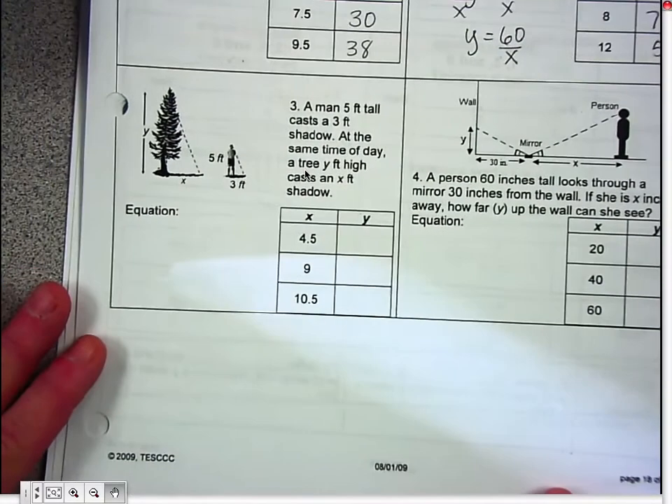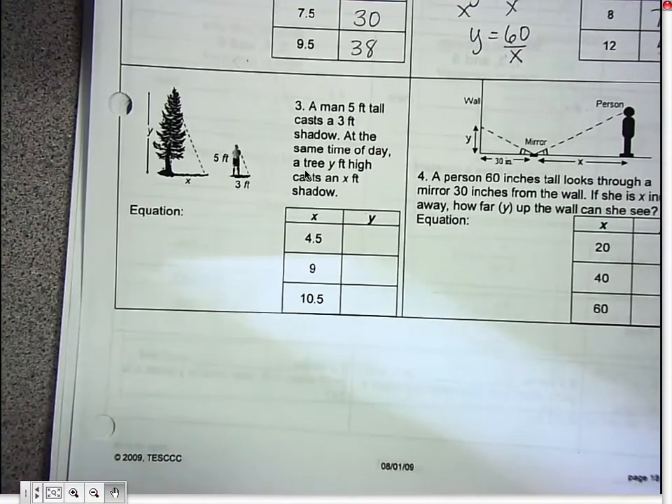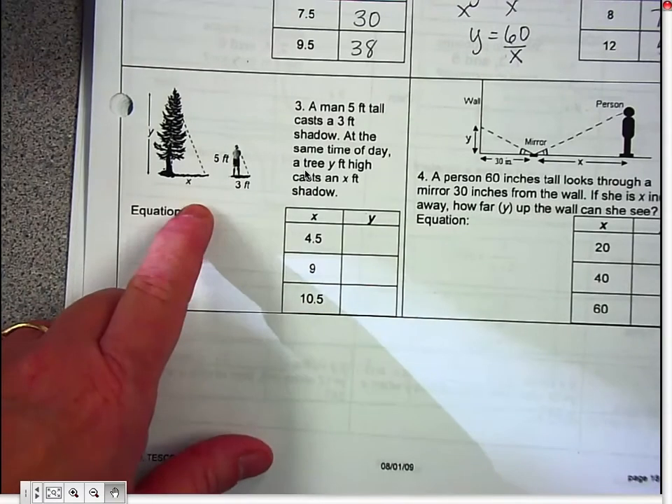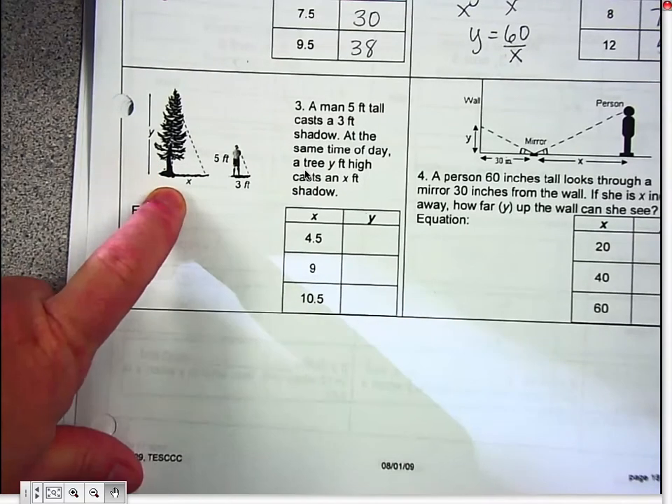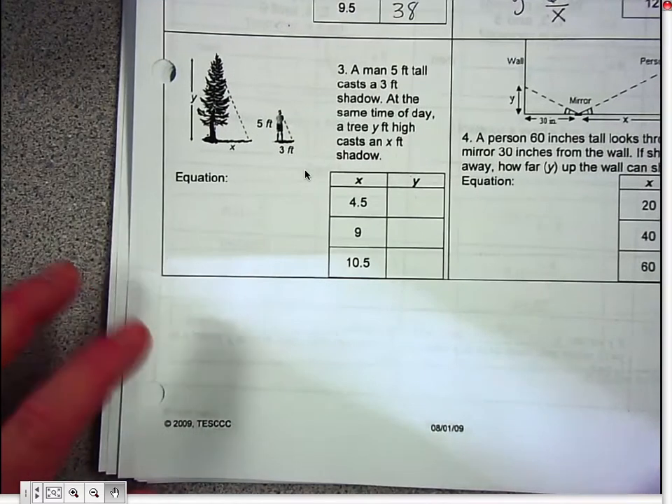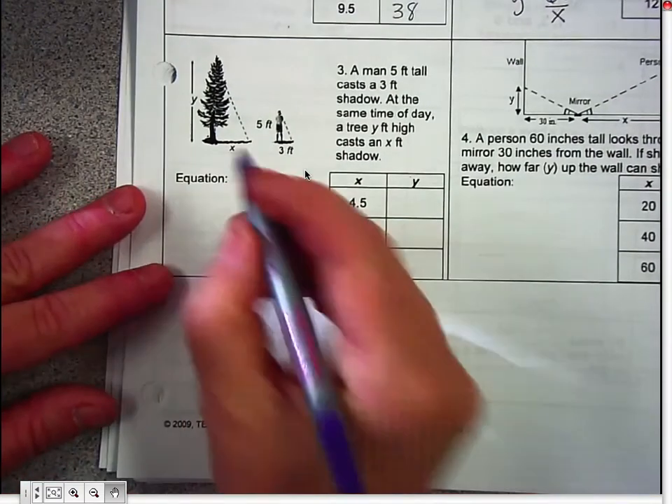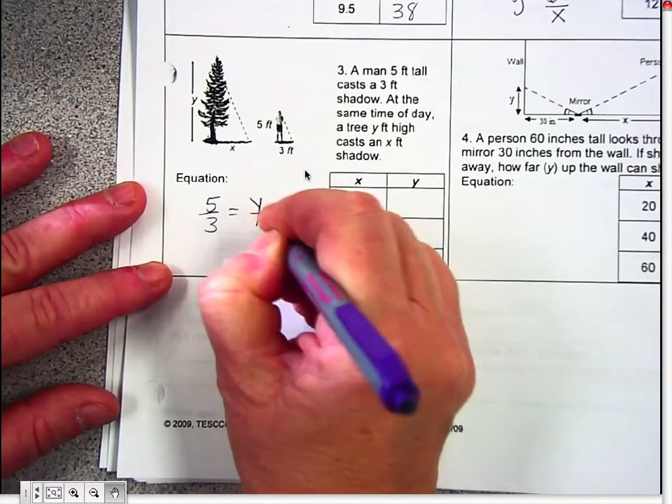All right, so the next one is similar triangles. We can write a proportion. A man 5 feet tall casts a 3-foot shadow. At the same time of day, a tree y feet tall casts an x foot shadow. What proportion could we write with those two triangles? 5 over 3 equals y over x. Okay.